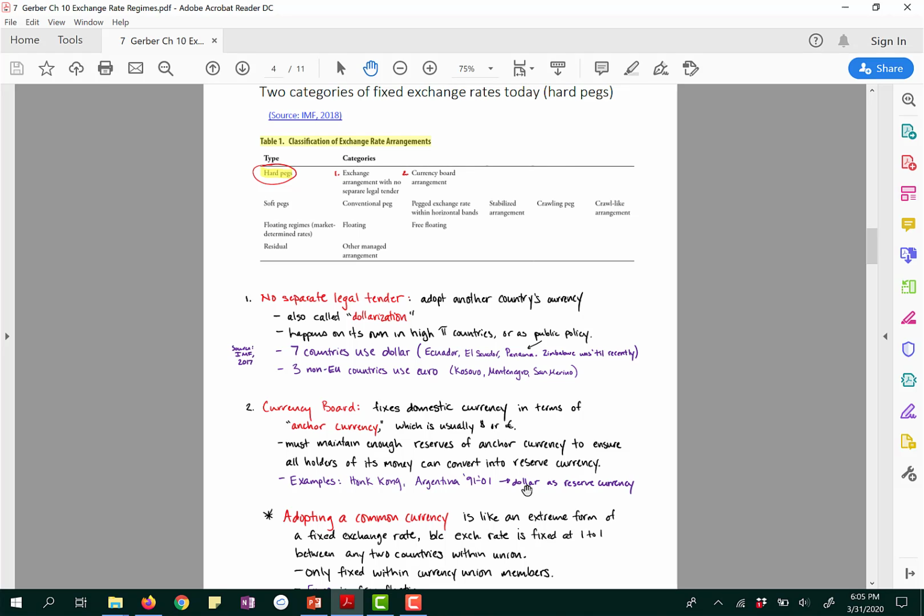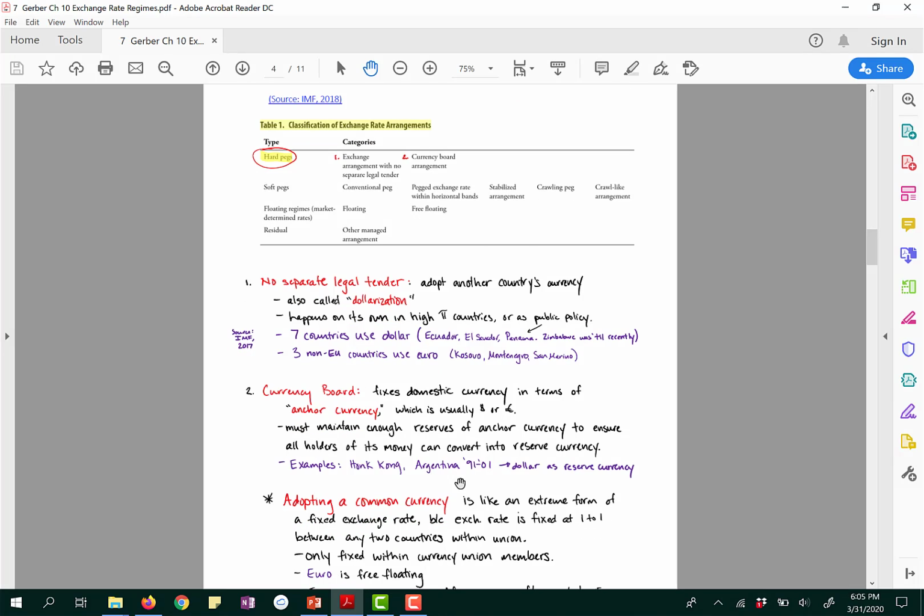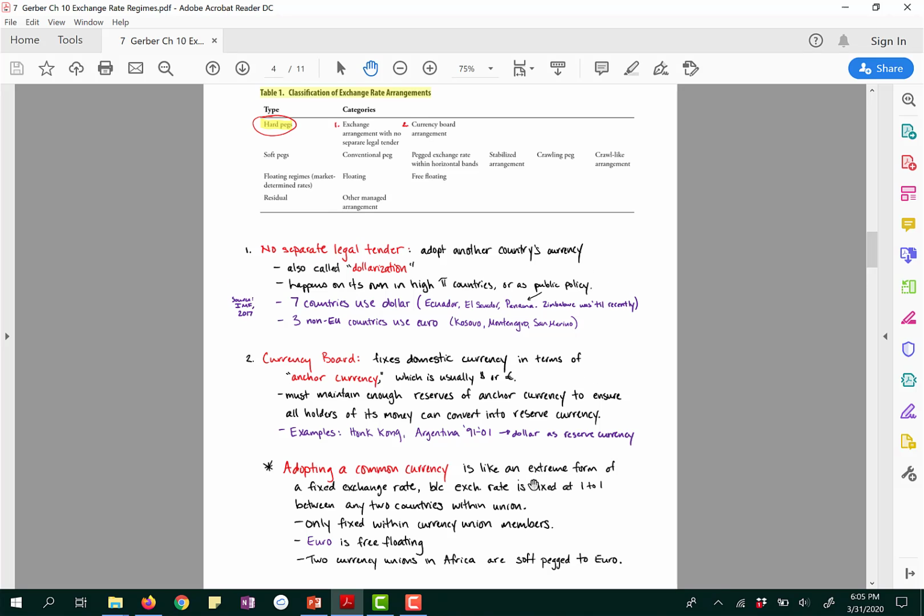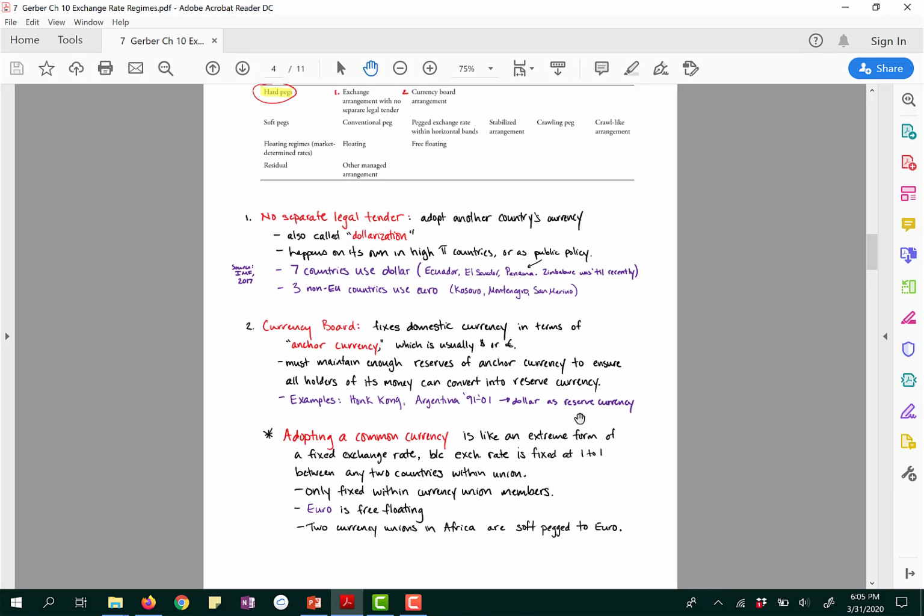So Hong Kong currently has a currency board. Argentina famously had a currency board during the 1990s, in which the dollar was the anchor currency.